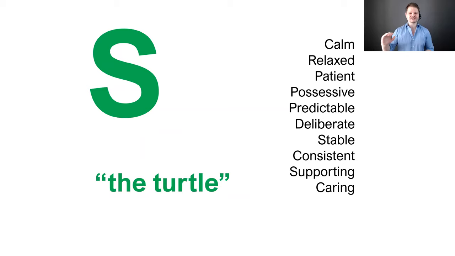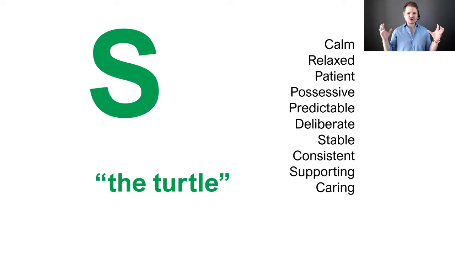And that's also why I sometimes summarize them as the turtle, because one of the S-type's favorite stories in the world is the turtle and the rabbit having a race. You know that story. Who wins the race? Yes, the turtle, of course. How does the turtle win the race against the rabbit? Slow and steady. Exactly, by being consistent, right?